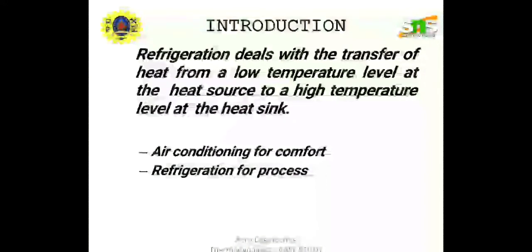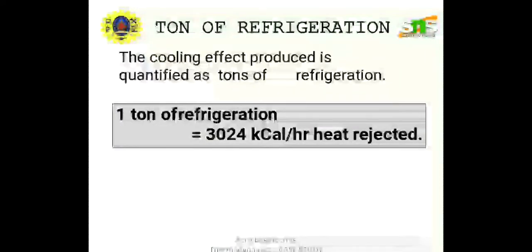Introduction: refrigeration deals with the transfer of heat from a lower temperature level at the heat source to a higher temperature level at the heat sink. Its applications are air conditioning for comfort and refrigeration for process. Ton of refrigeration: the cooling effect produced is quantified as a ton of refrigeration. 1 ton of refrigeration is equal to 3024 kilocalories per hour of heat rejected.